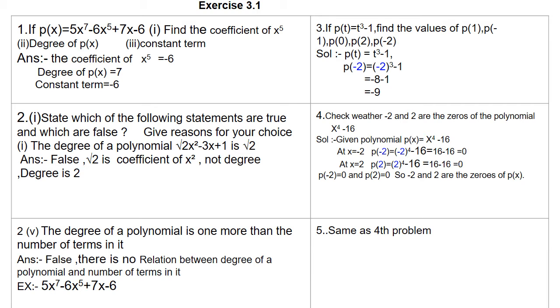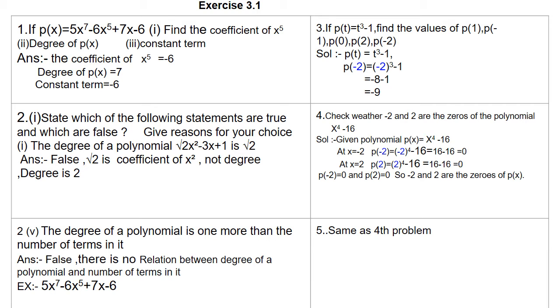Now observe here, the given polynomial is p of x is equal to x to the power of 4 minus 16. We have to check whether minus 2 and 2 are the zeros of the polynomial. If minus 2 is the 0 of the polynomial, p of minus 2 must be equal to 0. Now if we substitute minus 2 instead of x, we will get minus 2 to the power of 4 minus 16. Minus 2 to the power of 4 value is 16, and 16 minus 16 is equal to 0.